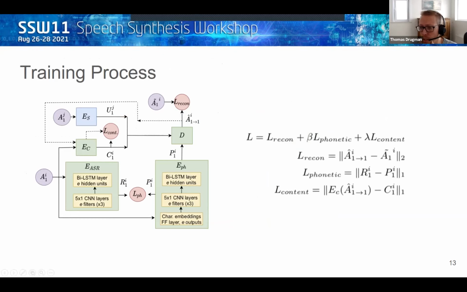The total loss consists of 3 losses. We do have a reconstruction loss here, which is the L2 norm between the target spectrogram and the converted spectrogram. There is a phonetic loss over here, which is the L1 norm between the phonetic embedding and the DSR embedding, because again, we want the DSR embedding to be as close as possible to the phonetic ones. And finally, the content loss here, which is the same as used in AutoVC.